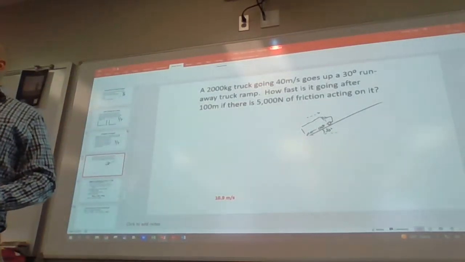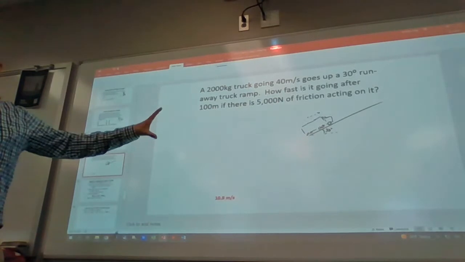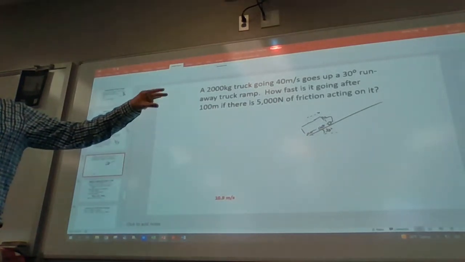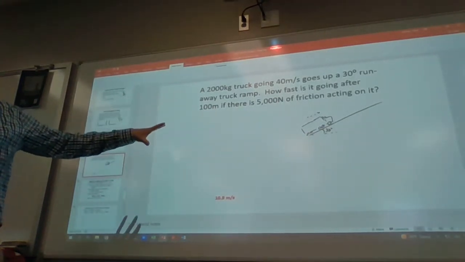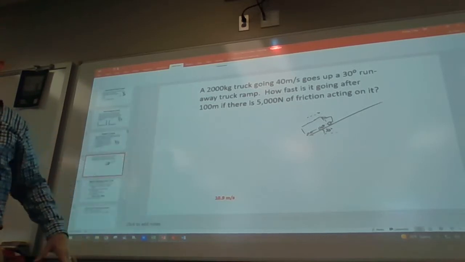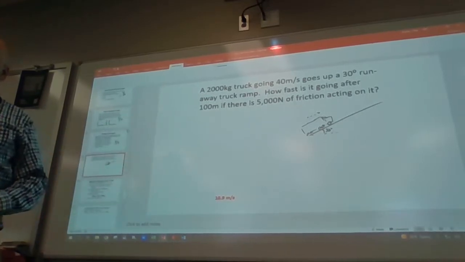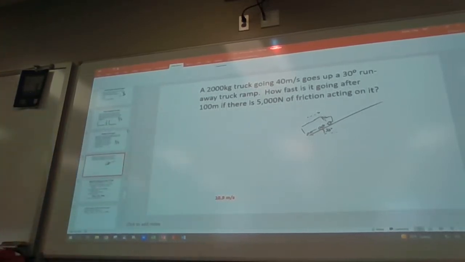Try this problem. So if you're just sitting here messing with your phone, hopefully you're like, I know how to do this problem. Easy. In general, just like tomorrow on the test, you're like, I don't know what I'm doing.